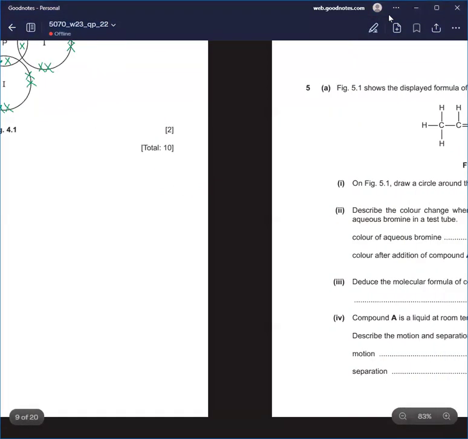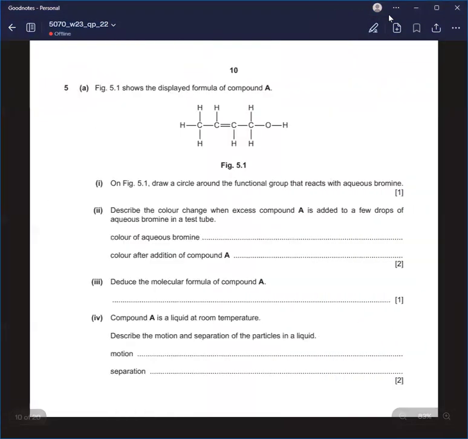Okay, so let's move towards question number 5. Question number 5 is asking us that figure 5.1 shows the displayed formula of compound A. Part 1 on figure 5.1. Draw a circle around the functional group that reacts with aqueous bromine.